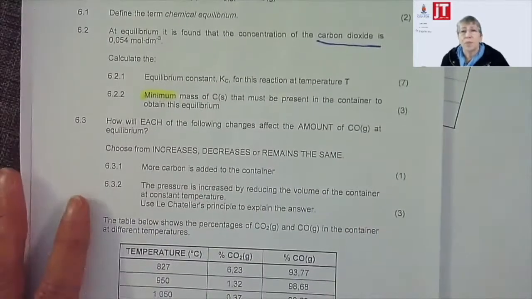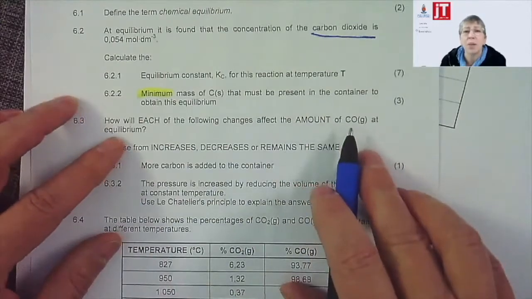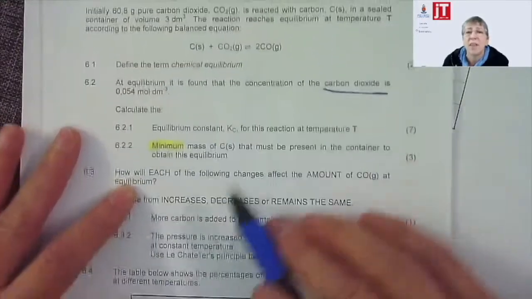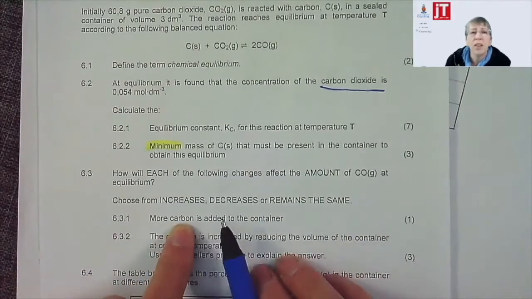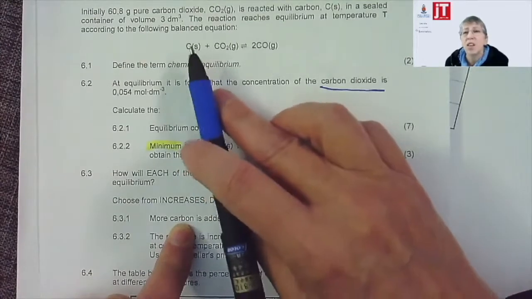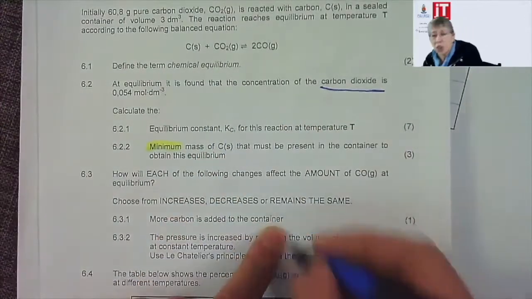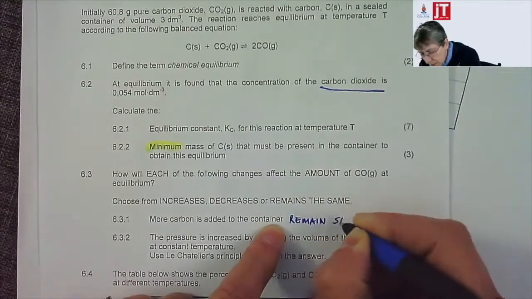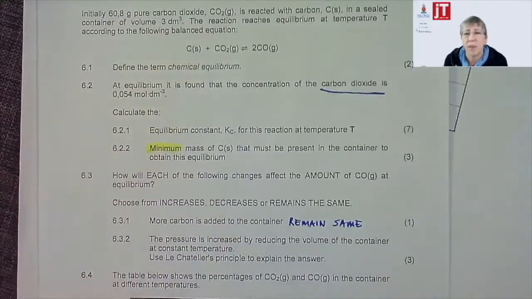Right, moving on. How will each of the following changes affect the amount of carbon monoxide at equilibrium? Now, careful, where's the carbon monoxide? On that side, right. Now, first thing, they're adding more carbon. What do I know about carbon? Well, the carbon is a solid, right? And if you remember correctly, we said that the carbon, if it's a solid, will not affect equilibrium. So here the answer was just, it remains the same, because the carbon is a solid, and a solid does not affect my equilibrium.